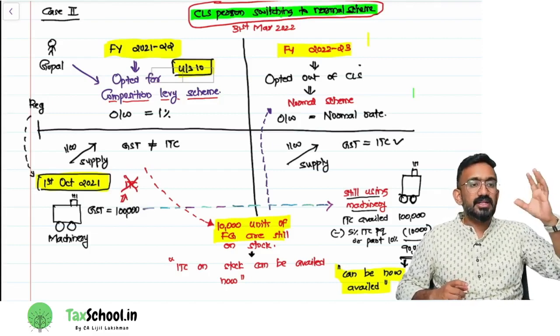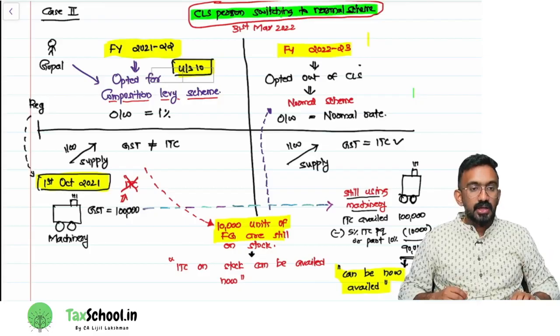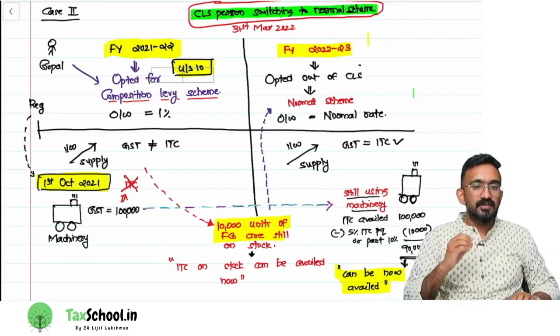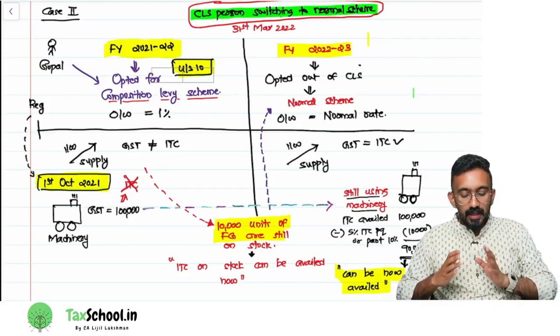On your inward supply, can you take input tax credit? No, a composition levy scheme person cannot take inward supply ITC.